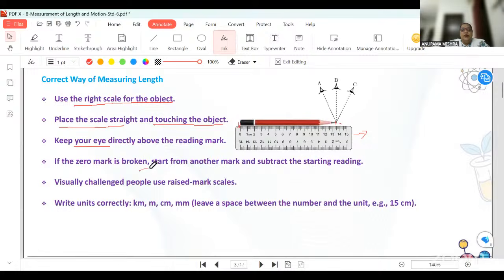If the 0 mark is broken, then you have to start from another mark, start reading, and subtract that. Suppose the scale is broken at 1 and 2. Okay. So you got the scale like this.